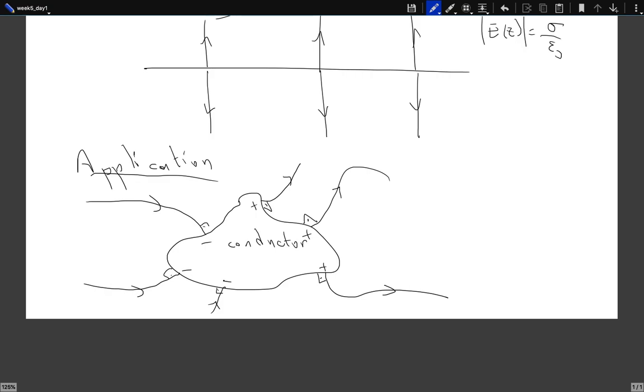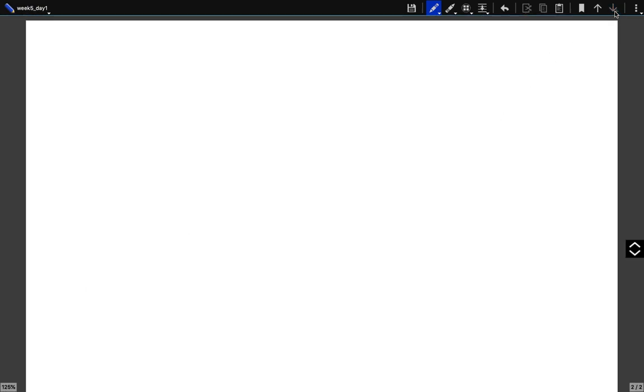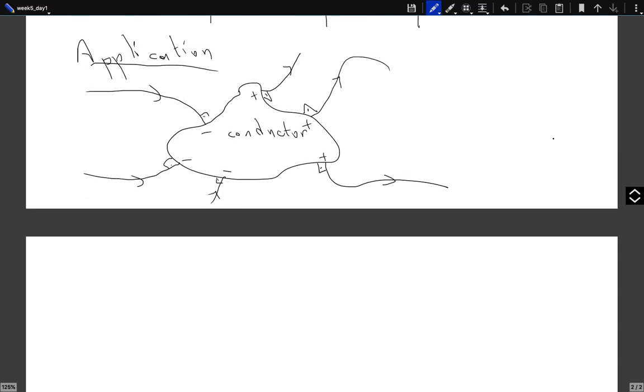Then we can ask the question: if we know the electric field, somehow somebody told us, you have this conductor, and in the near vicinity of the conductor, the electric field is given by this. How can we determine the surface charge density? Again, to determine the surface charge density, we can essentially use the Gauss law.